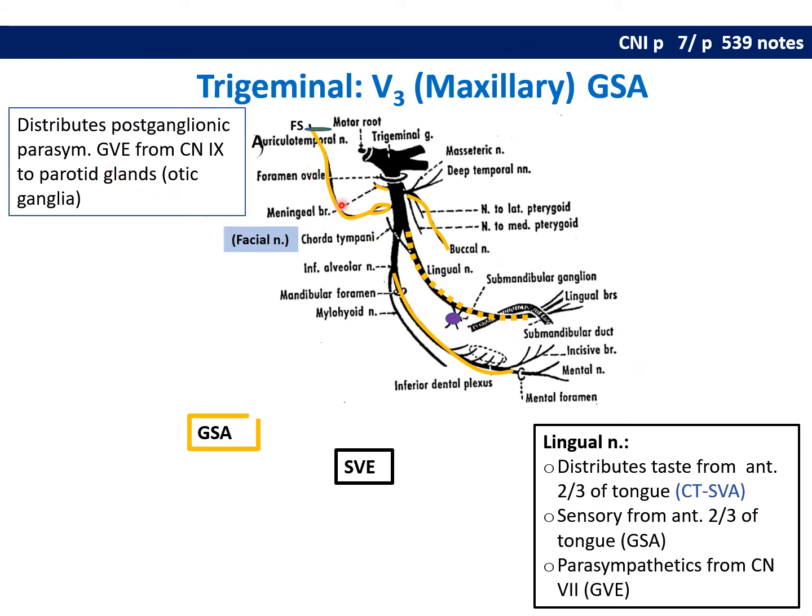And then our auriculotemporal nerve, which is a sensory nerve, okay, GSA, distributes parasympathetics from the otic ganglia. So these fibers originate with the glossopharyngeal nerve, go to the otic ganglia, and synapse. The otic ganglia is hanging out here around the foramen ovale. They synapse, and then postganglionic parasympathetics get distributed to the parotid gland via this auriculotemporal nerve.